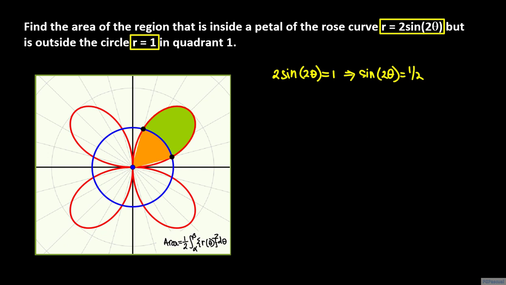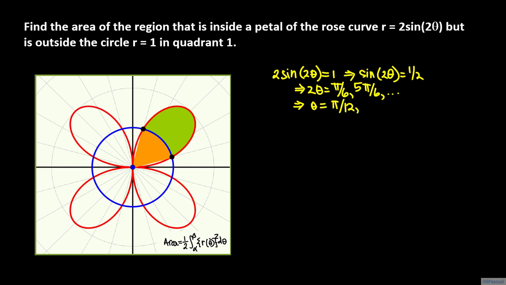Since we are looking for 2 points of intersection in the first quadrant, we must find the first couple of positive values of theta and verify these values against the graph. If sine 2 theta is equal to 1/2, the smallest positive value of 2 theta is pi over 6. Then we have 2 theta equals 5 pi over 6. And so dividing by 2, theta must be equal to pi over 12 and 5 pi over 12 in the first quadrant.